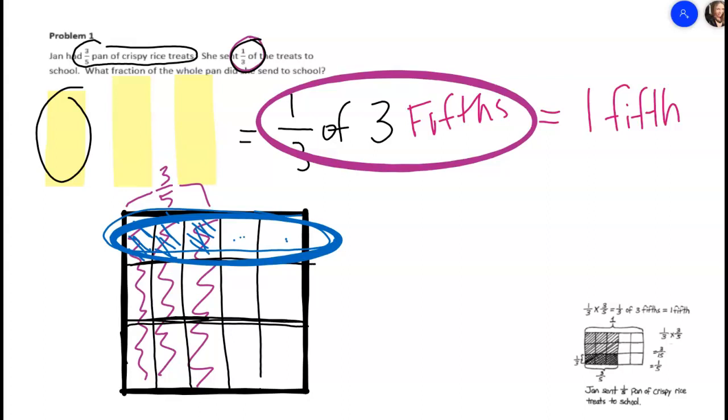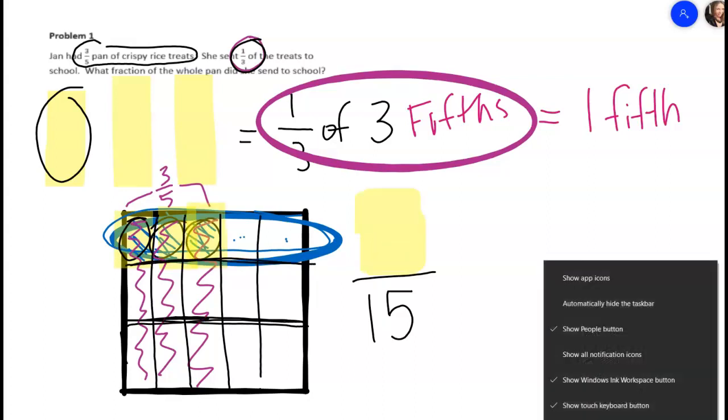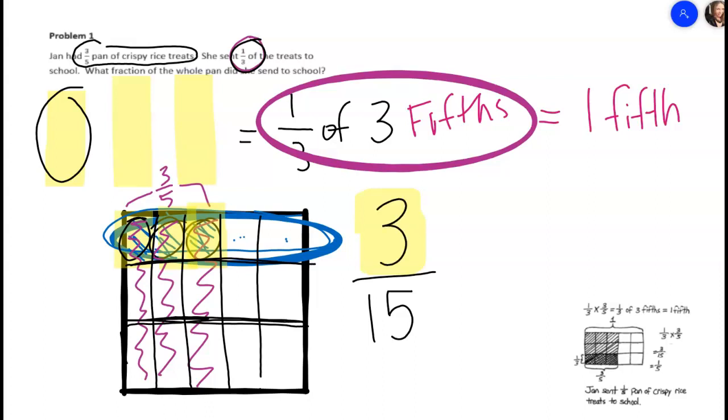So in order to get that number, we have to figure out how many parts our whole is broken up into. We have 1, 2, 3, 4, 5 parts, and then we have another row of 5, 10, and another row of 5, which gives us a total of 15. So we have 15 equal parts in our whole. Now we're trying to figure out how many were sent to the school. Well, it's just these ones that are double marked. So 1, 2, 3 out of 15, or 3/15.